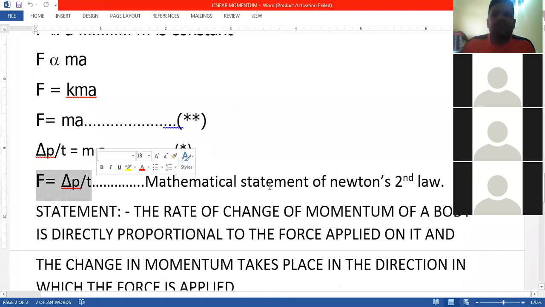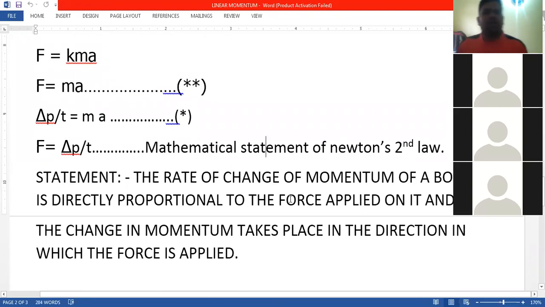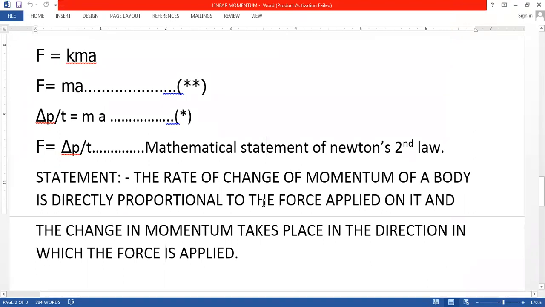This is a mathematical statement of Newton's second law. And what does the statement say? The statement says that the rate of change of momentum of a body is directly proportional to the force applied on it, and the change in momentum takes place in the direction of force applied. So remember all these formulas, but these are very fundamental formulas which will help us to understand the topic.